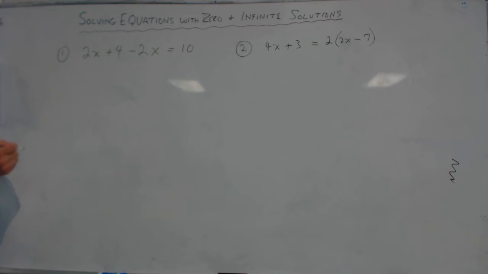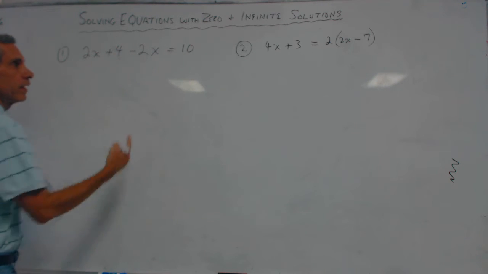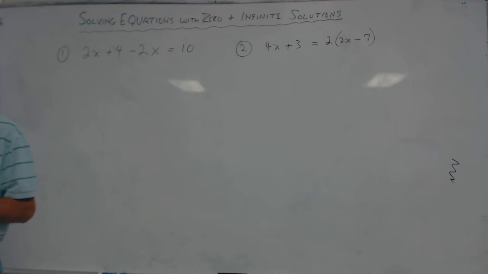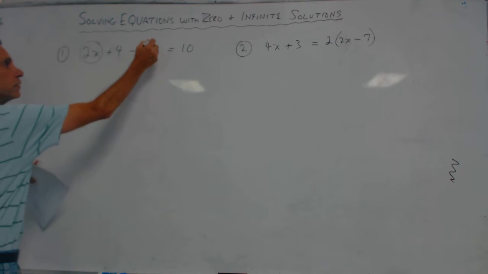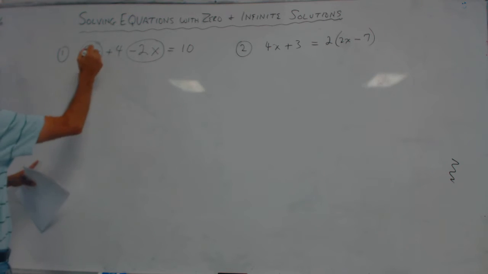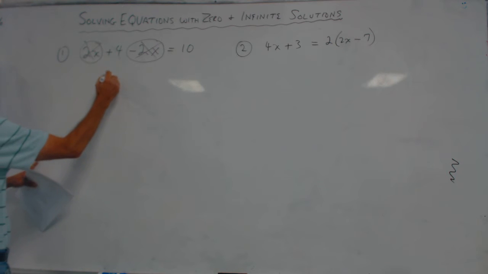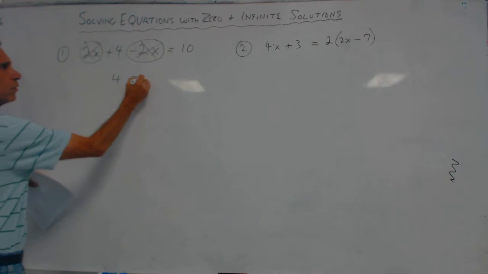So let's try this one. We have 2x plus 4 minus 2x equals 10. Are there any like terms in this that I could deal with, Harrison? 2x and negative 2x. What's 2x minus 2x? 0 x's, right? So really they just cross out. You agree with me? Yeah. So really that just gives me 4 equals 10.